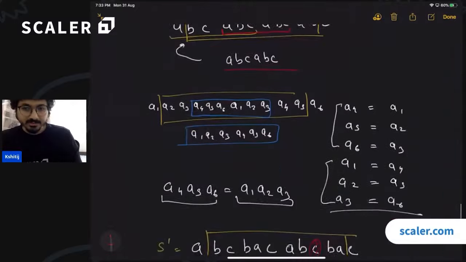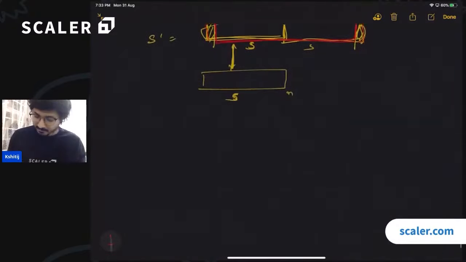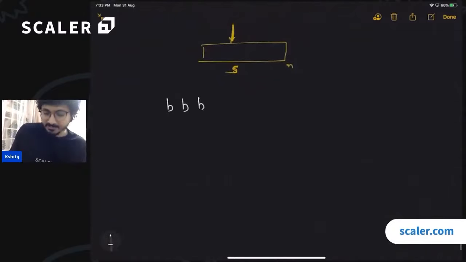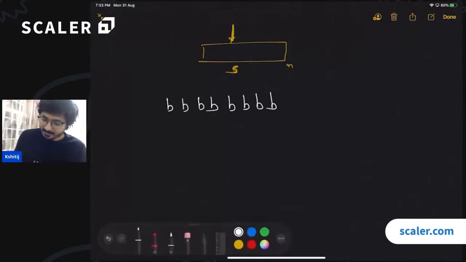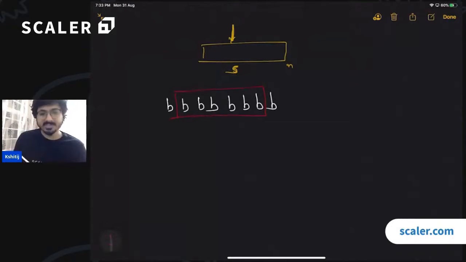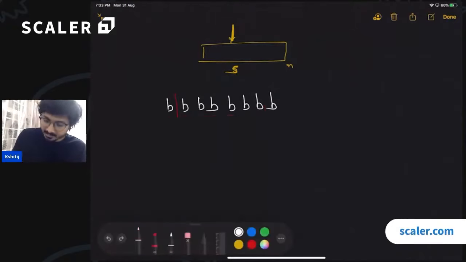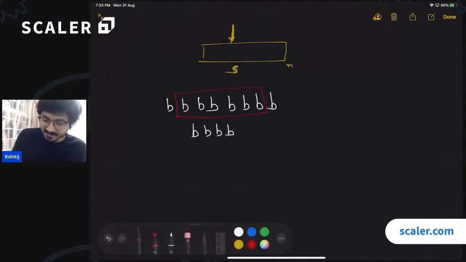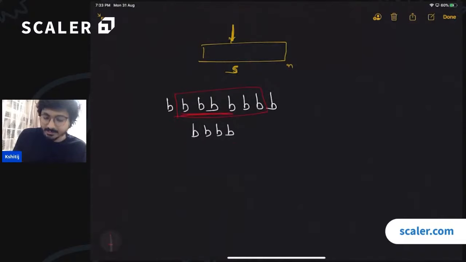What about just B? Okay, Swagat has another question. What about just B? Let's say the string is B, B, B, B. Now what is the first step? Just add the exact same string. Then you can check in this string, are you able to find the original string? Yes, this string is found here only, right?